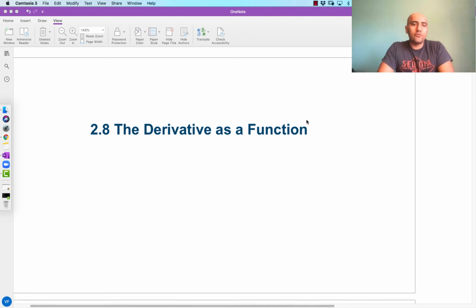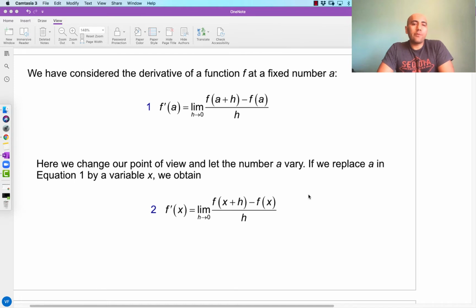All right, Chapter 2, Section 8, the derivative as a function. So far we've looked at derivatives as the slope of a line tangent at a given point. So up to now, a particular value of a has been given for our questions. But a itself can be a variable. We don't have to lock ourselves down to a specific input value of a. We can leave that as a variable.